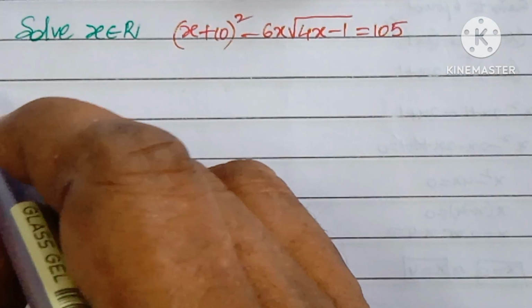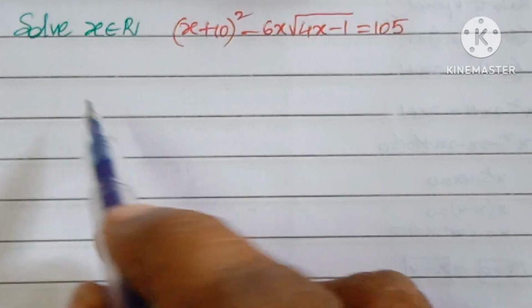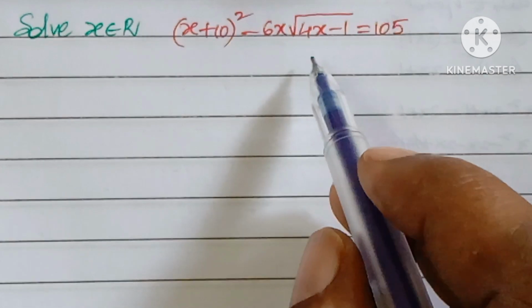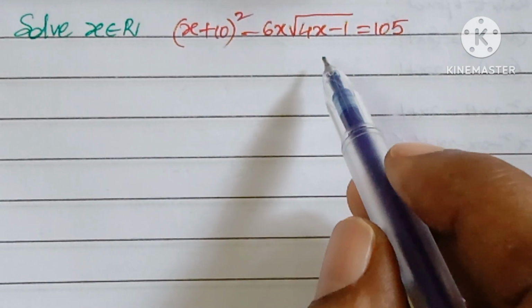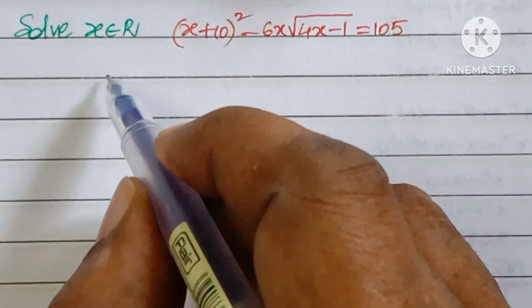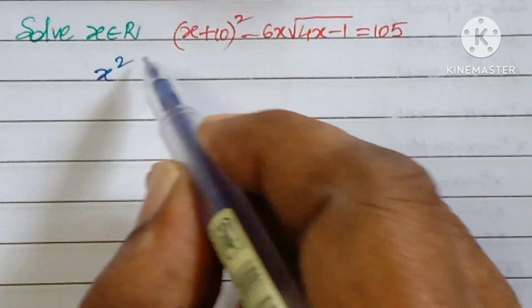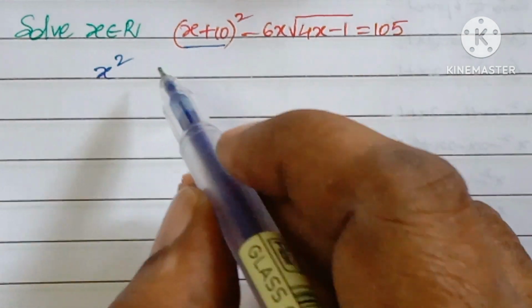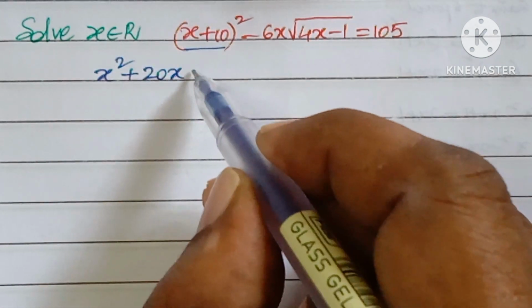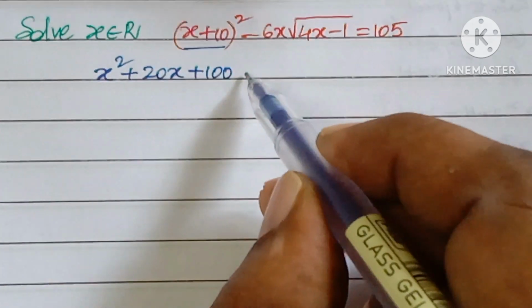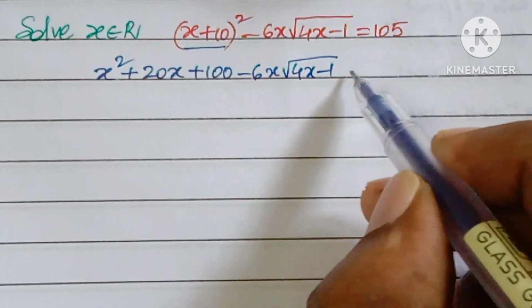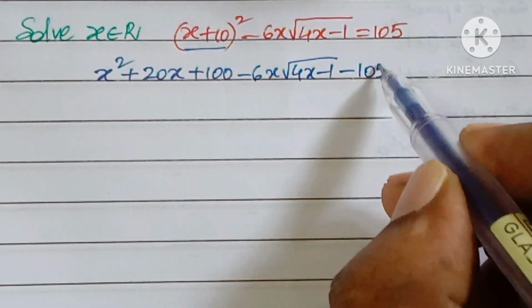So how to solve this problem? This is very simple, but there is a critical point. Normally we would do squaring on both sides, but without squaring on both sides, we are going to solve this problem. First, opening (x + 10)², we get x² + 20x + 100 − 6x√(4x − 1), sending 105 to this side.